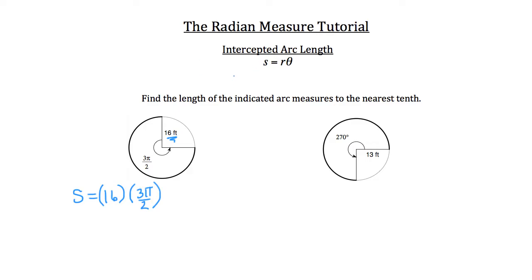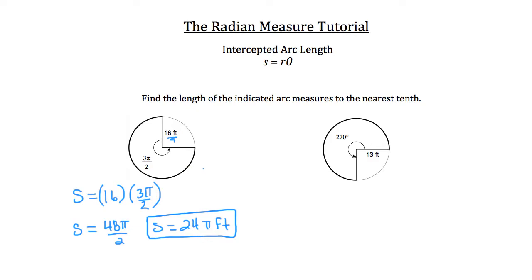Now, when dealing with calculating the length of the intercepted arc, you always want to keep your measure theta in radians, not degrees. So, let's multiply 16 by 3 pi over 2. So s, our intercepted arc length, is 48 pi over 2. We'll divide by 2, and s has a value of 24 pi feet. That would be the length of that bold arc along the outside edge of the circle.